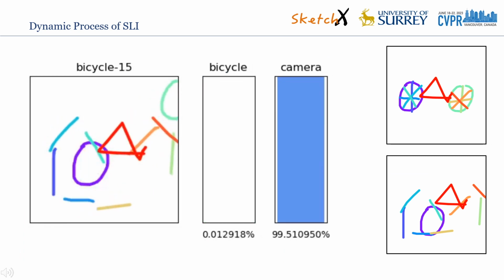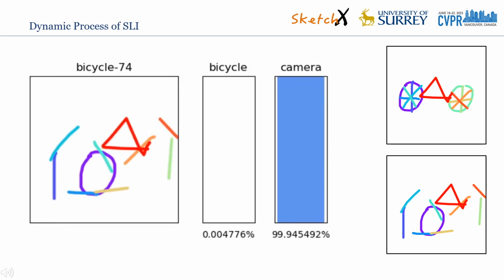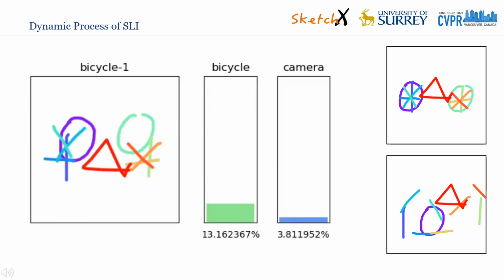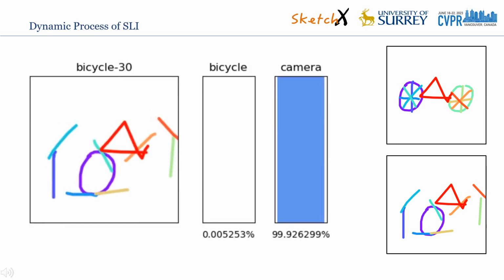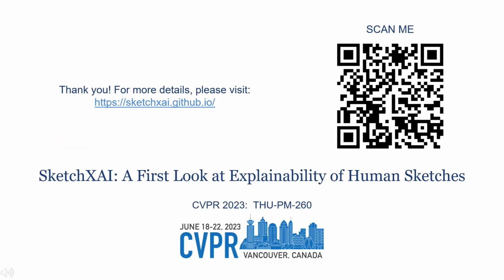We believe that this work will make people aware of the differences between sketches and other modalities and the differences in the explainable methods they apply. And the greater hope is to stir up the community and motivate follow-up works in this new direction of human-centered data for XAI. Please visit our project page for more details.